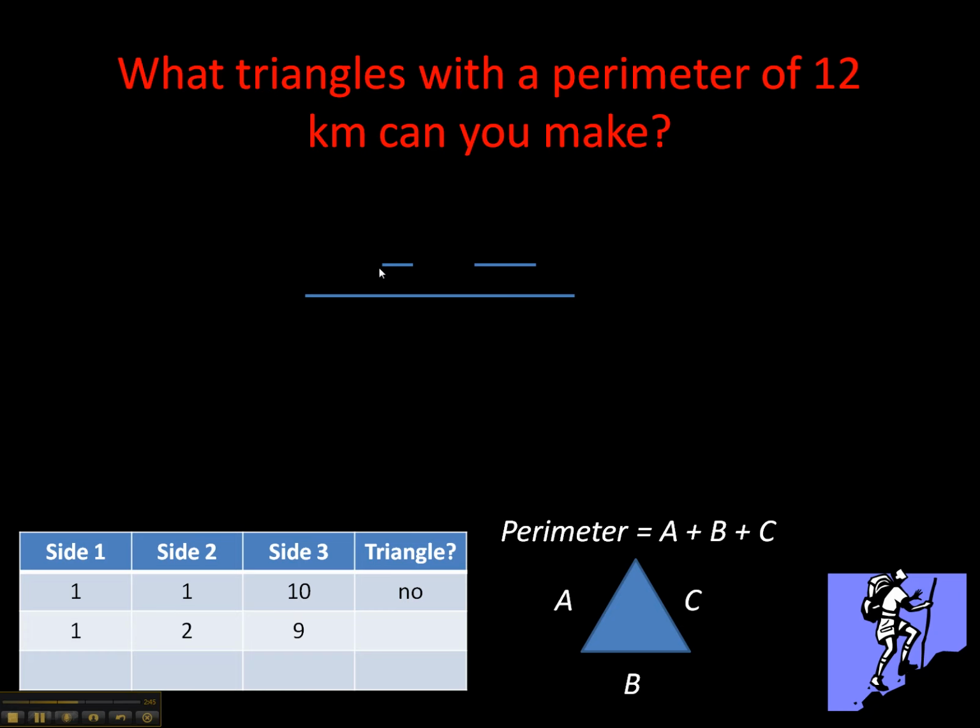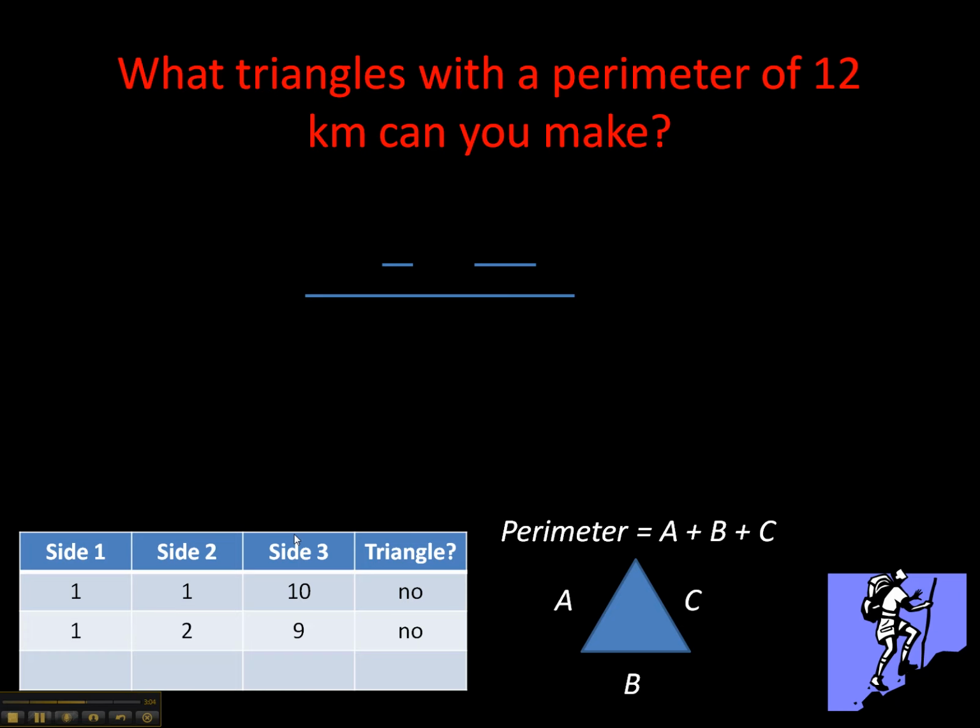1 and 2 and 9. So imagine that this is a 1 kilometer path attached to a 9 kilometer path and a 2 kilometer path. Can you make a triangle out of that one? And no, you'll find that if you put this one attached to the 9 kilometers and this 2 kilometer one attached to the 9 kilometers, they wouldn't meet up there.